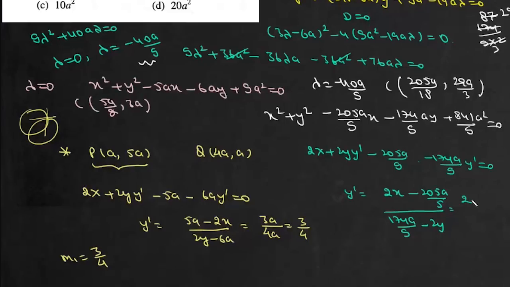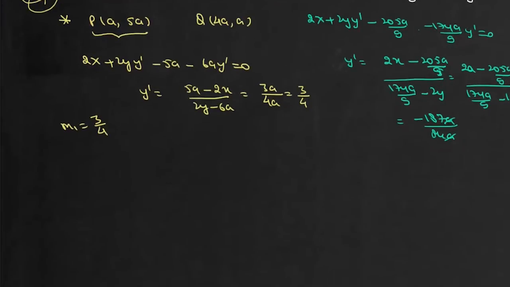So it will be 2a minus 205a by 9, and here it is 174a by 9 minus 10a. Now this is minus 187a, and here it is 84a.